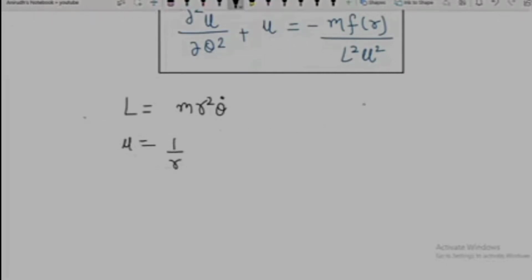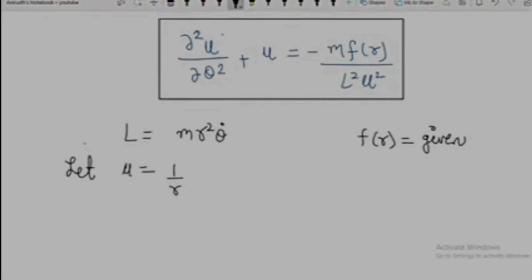Here a function of force f of r is given to you. So in the question the function f of r is given. You have to consider u is equal to 1 upon r. In the differential equation, we have to substitute the value of d square u by d theta square. For that, you have to differentiate the u value twice. So let us solve one question so that you will get a clear-cut idea about how to solve this differential equation of orbit.